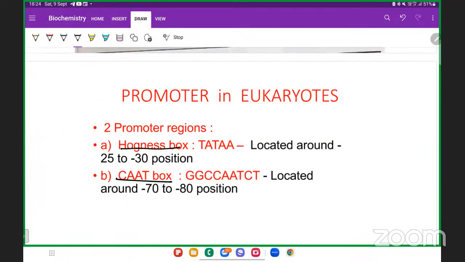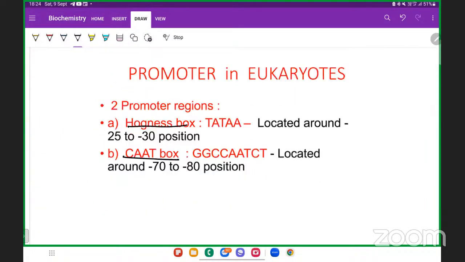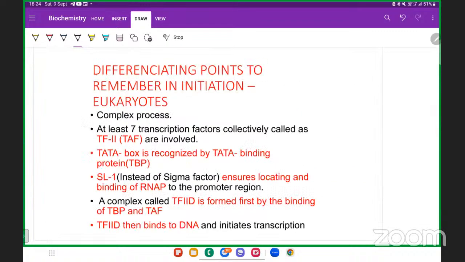Now the promoter regions are going to be the Hogness box or the CAAT box. And you have to know the differentiation point in the initiation. In initiation, at least 7 transcription factors are there, which we collectively call transcription factor 2. The TATA box is recognized by the TATA binding protein, TBP.